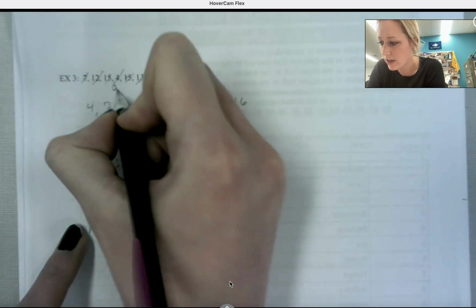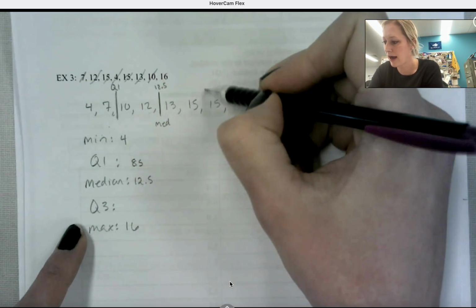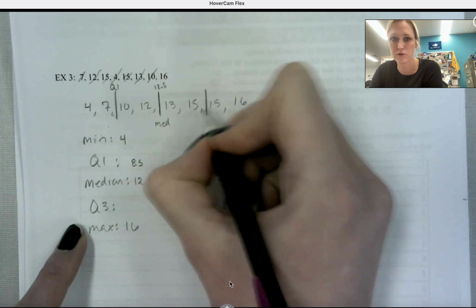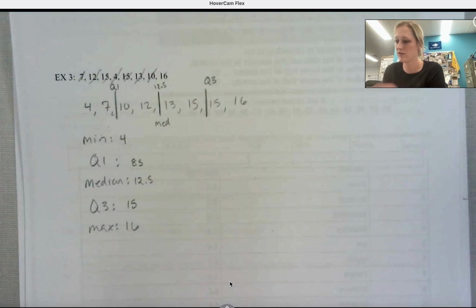And that's our quartile 1. Okay, quartile 3, halfway in the upper half. So halfway between those 4 numbers, halfway between 15 and 15 is still 15. So quartile 3 is 15.